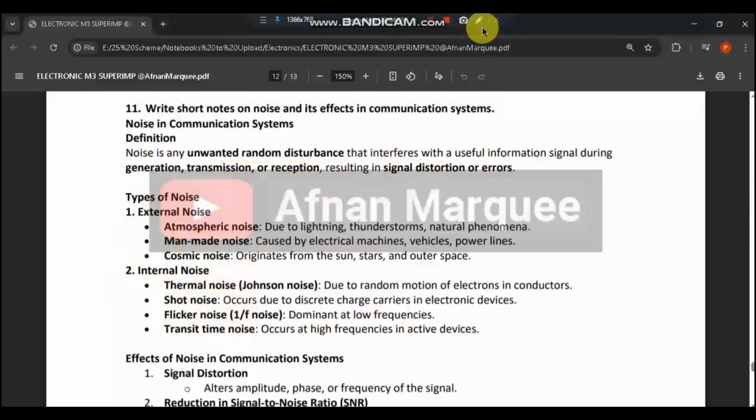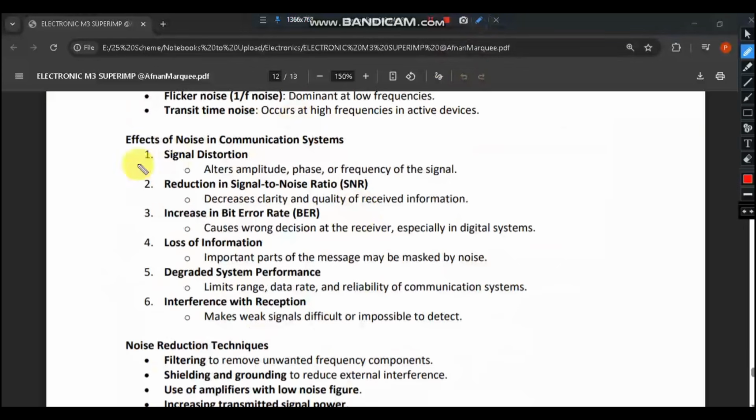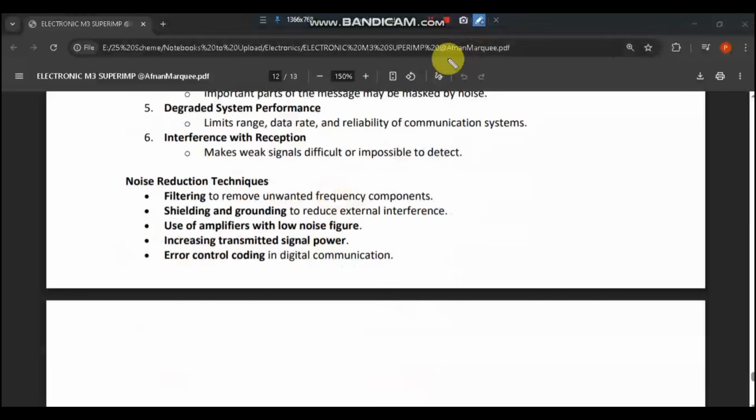Effects of noise in a communication system: the signal gets distorted, reduction in the signal to noise ratio, increase in bit error rate, loss of information, degraded system performance, and interference with the reception. Noise reduction techniques: how can we reduce the noise? Filter the unwanted things, shield and ground to reduce external interference, use amplifiers with lower noise figure, increase the transmitted signal power, and use error control coding in digital communication.